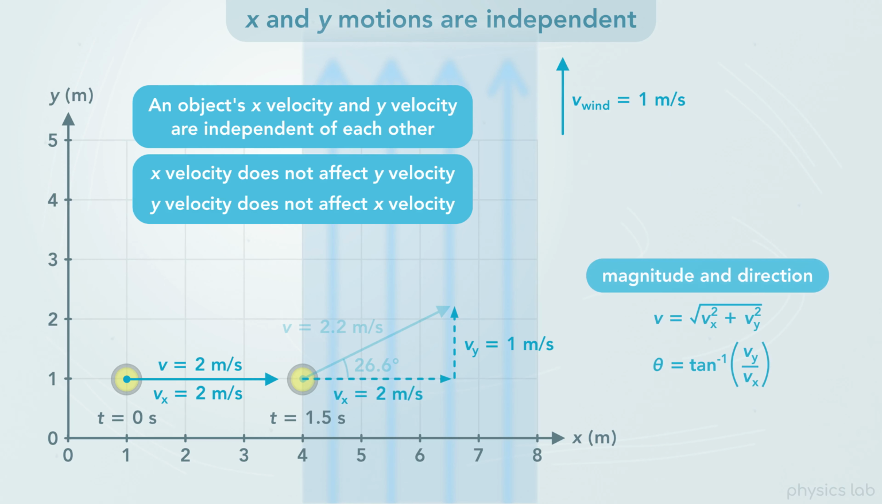So, by knowing that the x and y velocities are independent, we were able to take two separate velocity vectors and add them to find the stone's new velocity.